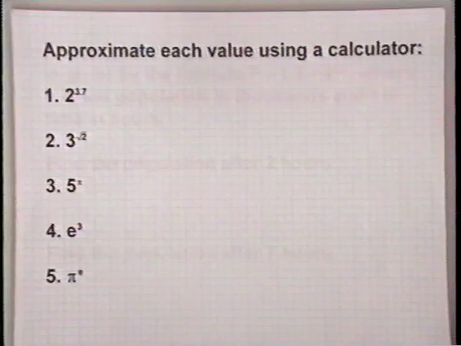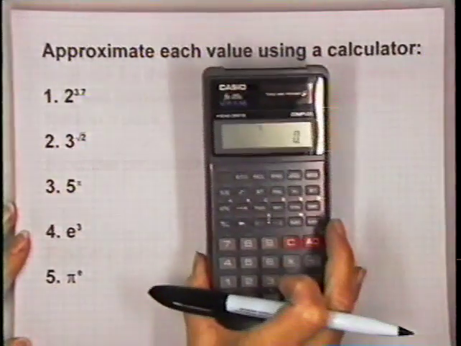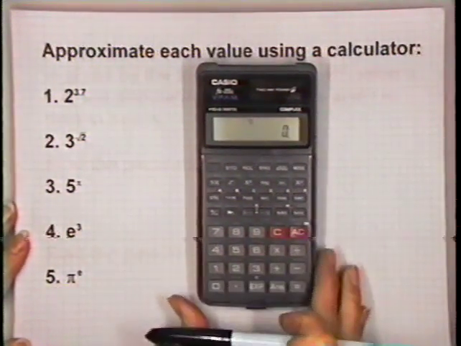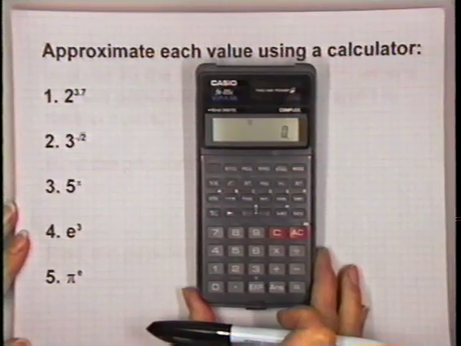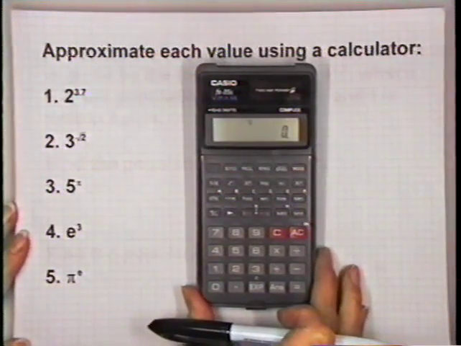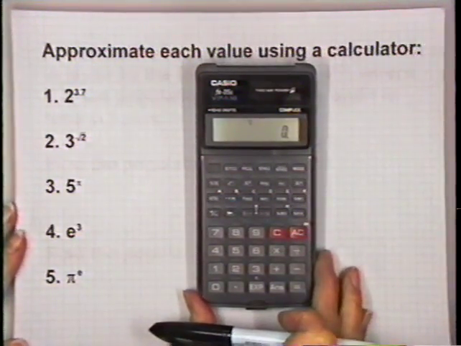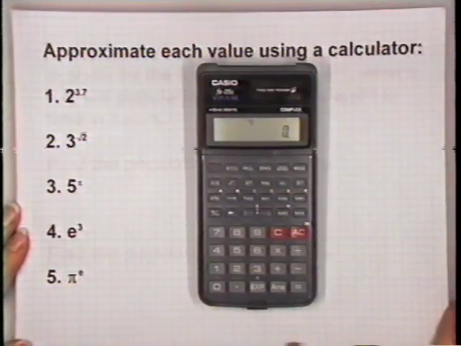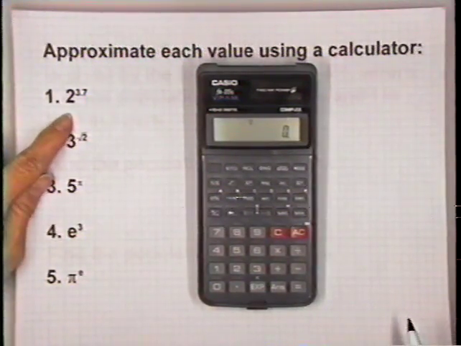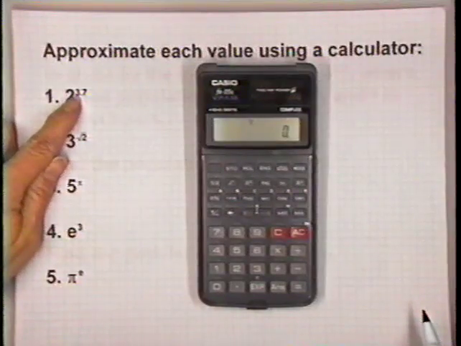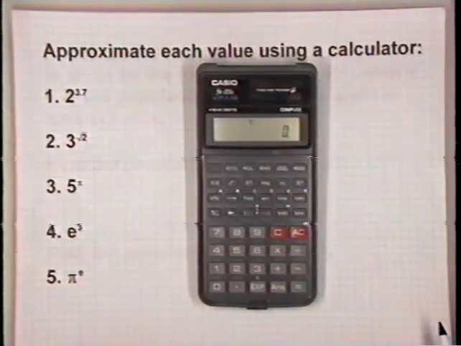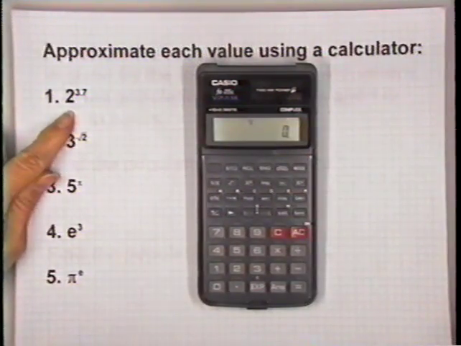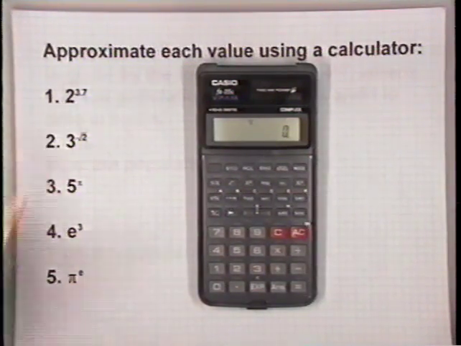We are to approximate each value using a calculator. Now, I'm going to place my calculator up here. I realize that everything is not going to show up real clearly on the screen, so I will try to describe to you what I have on this calculator. You'll notice on this first problem that we are raising 2 to the 3.7 power. That may be kind of small on your screen, so I don't know if you can read that real carefully. 2 to the 3.7 power.